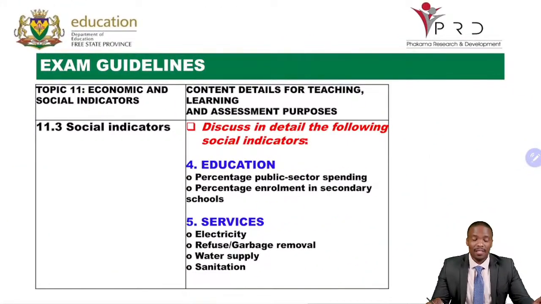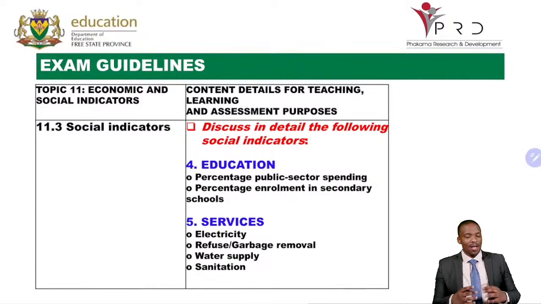Number 4 is the issue of education. There we are looking at the percentage of public sector spending through the budget. Also, we are looking at the percentage of enrollment in secondary schools. It means we'll be looking at the bottleneck here as an indicator.